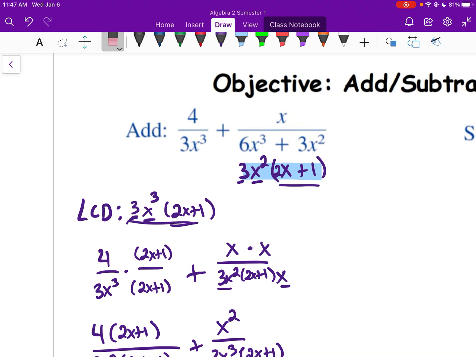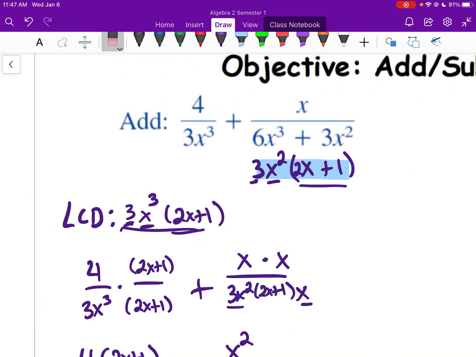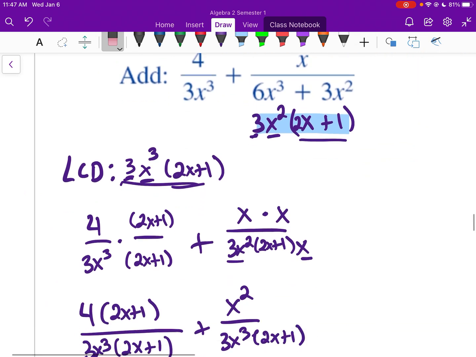Okay, and then I had 2 of those 3 x's already in the LCD, so I had to add 1 more x to my LCD. That's why we got that 3x cubed. Okay, and we got the 2x plus 1 from the previous denominator.